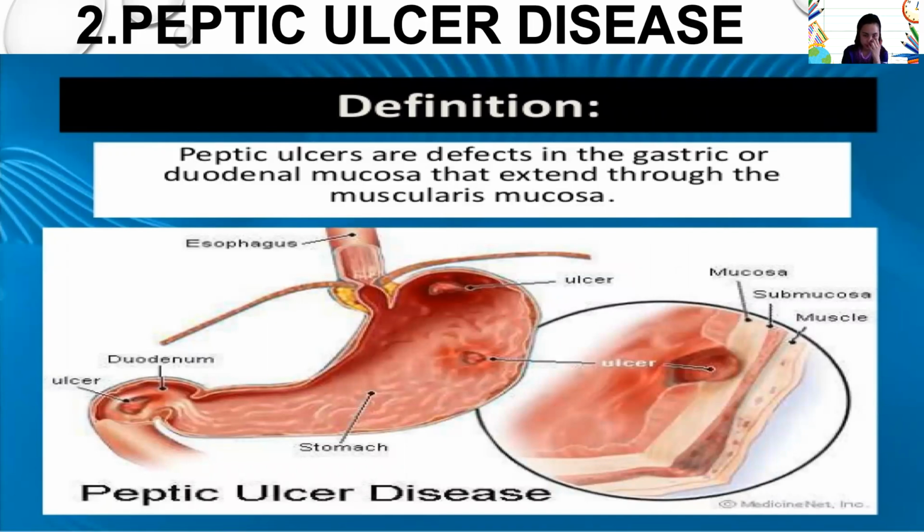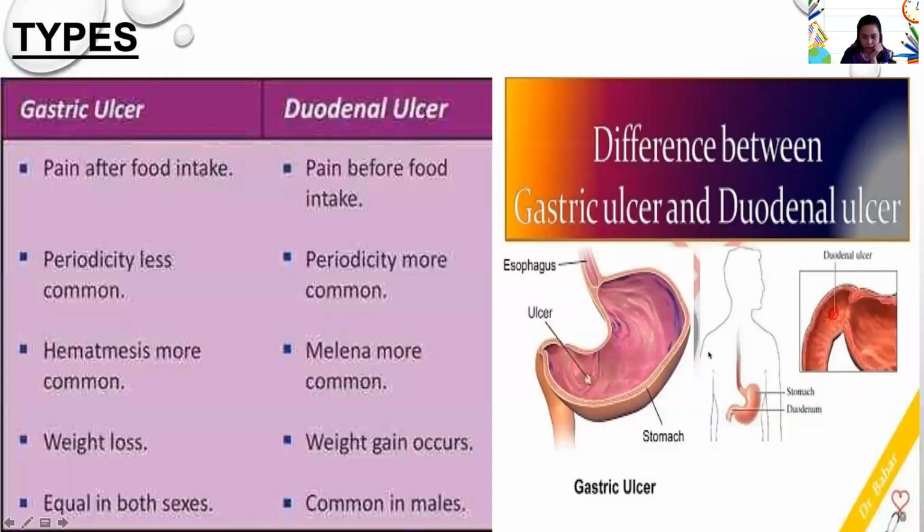So, peptic ulcer disease are defects in the gastric or duodenal mucosa that extend through the muscular mucosa. So, lumalim na siya hanggang sa muscles, nagkaroon na siya ng uka or ng ulcer. So, ito yung mas masakit, ito yung pwedeng mas grabe ang complication. So we have two types of ulcer. We have the gastric, nasa tiyan siya, and we have the duodenal. So we have the duodenal, dito na siya sa papunta or part na ng small intestine.